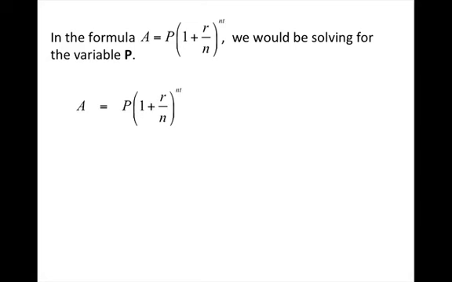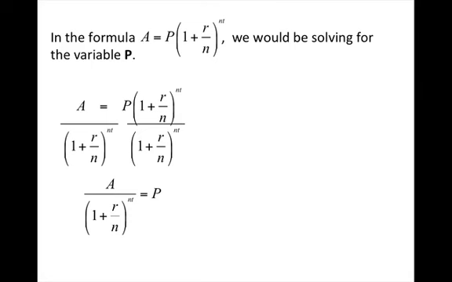So I have A equals P times 1 plus R over N to the NT. If I wanted to solve for P, I would need to divide both sides by that parenthesis, the 1 plus R over N, raised to the NT power. So if I do this, I end up with A divided by 1 plus R over N raised to the NT power equals P. So I'm just going to rewrite that on the other side. You don't have to rewrite that step. I just put P first.